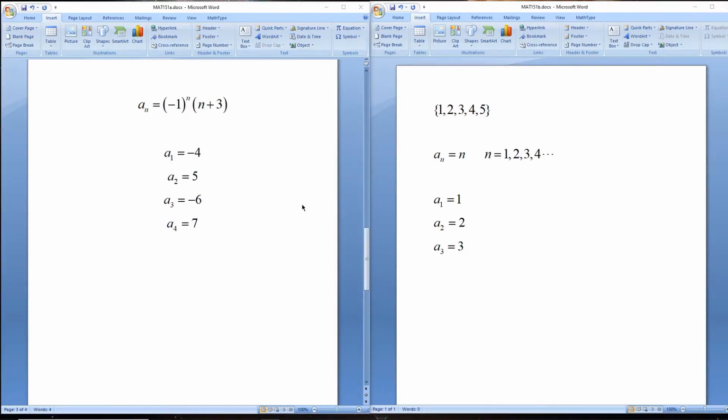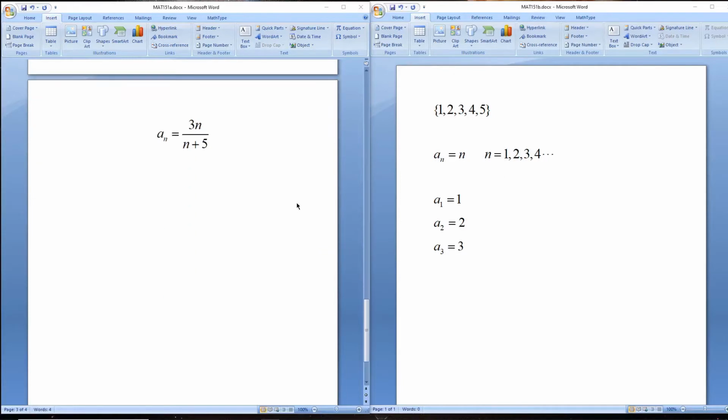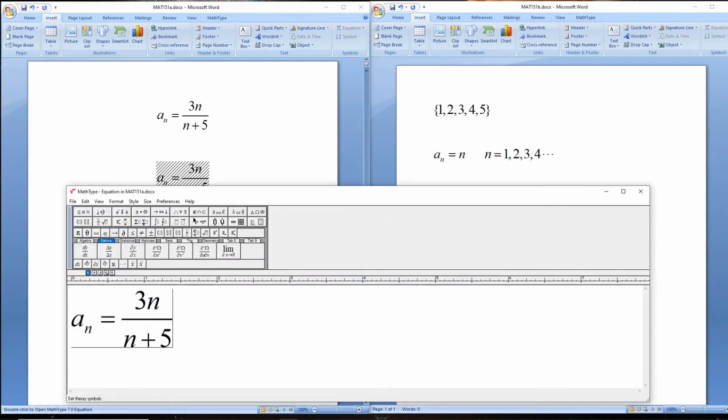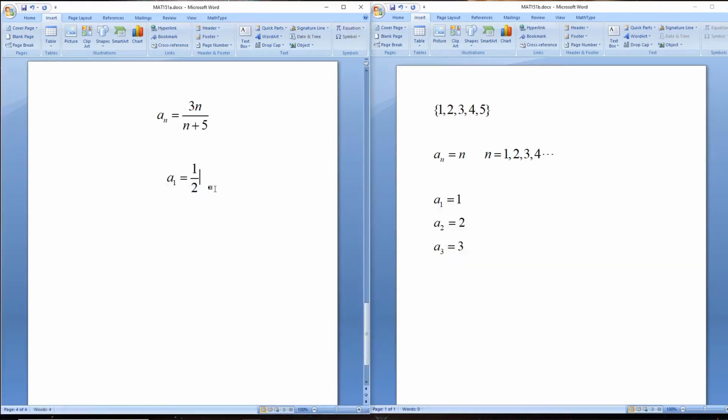So let's check out another example. Here's another sequence from the book. And again, they want us to list out the first 4 numbers of this sequence. And so we start with n equals 1. And so with n equals 1, we'll just plug that into the sequence. So we would have 3 over 6, which does simplify to a half. And there's our first number in the sequence.